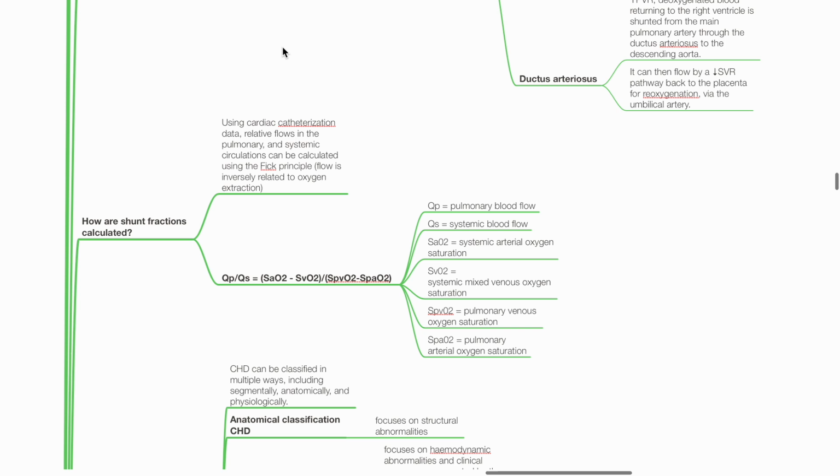How are shunt fractions calculated? Using cardiac catheterization data, relative flows in the pulmonary and systemic circulations can be calculated using the Fick principle. QP divided by QS equals SaO2 minus SvO2, divided by SpVO2 minus SpAO2, whereby QP is pulmonary blood flow, QS is systemic blood flow, SaO2 is systemic arterial oxygen saturation, SvO2 is systemic mixed venous oxygen saturation, SpVO2 is pulmonary venous oxygen saturation, and SpAO2 is pulmonary arterial oxygen saturation.